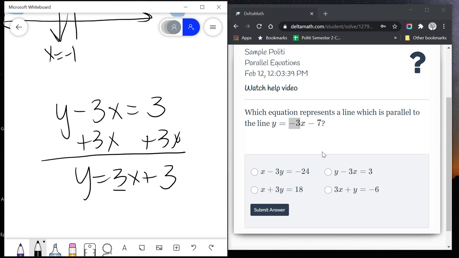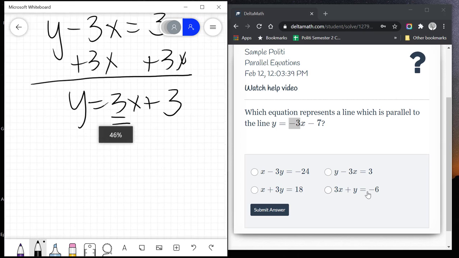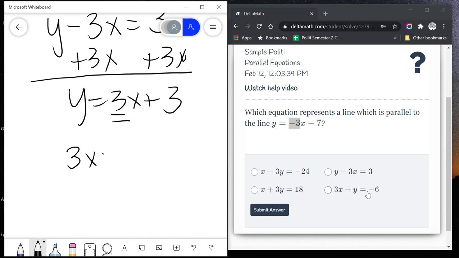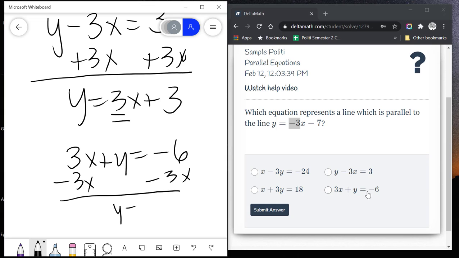Well, that has a slope of 3, which is not what I want. I want to have the same slope, a slope of negative 3. Okay, I guess this equation here is looking kind of promising. Let me try that. 3x plus y equals negative 6. If I subtract 3x from both sides, indeed, I do get y equals negative 3x minus 6. That's the right slope. That's the one I want.